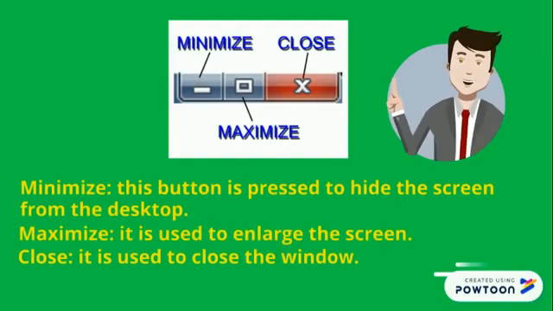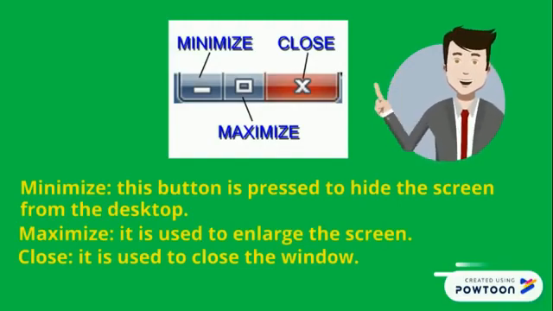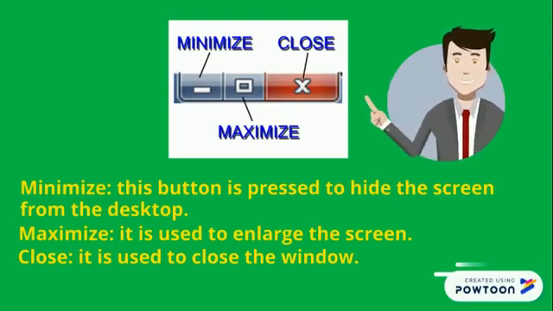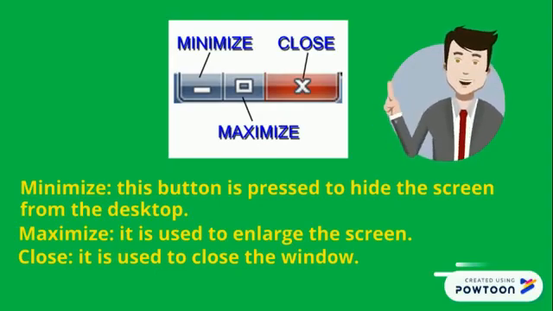Moving on to Minimize, Maximize and Close button. Minimize. This button is pressed to hide the screen from the desktop. Maximize. It is used to enlarge the screen. And Close. It is used to close the window.